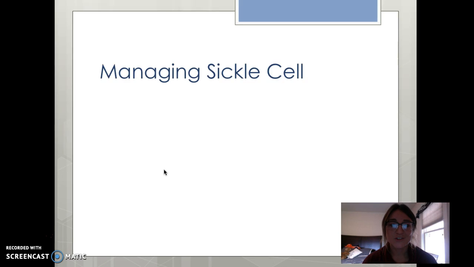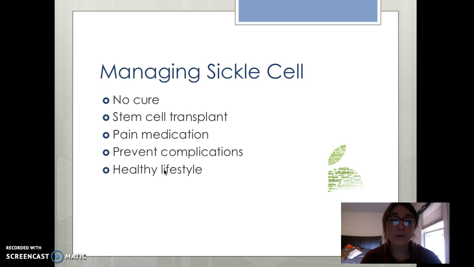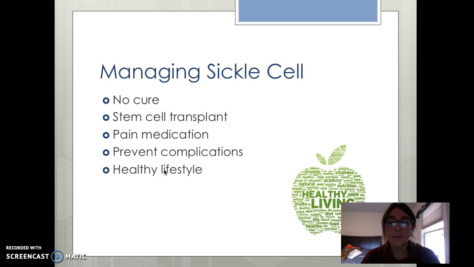So how do you manage sickle cell disease? Unfortunately, currently there is no cure for sickle cell disease. However, there is a stem cell transplant that could be done, but it's the only potential cure, and it's not 100%. Treatments such as medication and blood transfusions are aimed to relieve pain and prevent complications later on down the road. And finally, a very important aspect for those with sickle cell disease is to live a healthy lifestyle, as we all should.